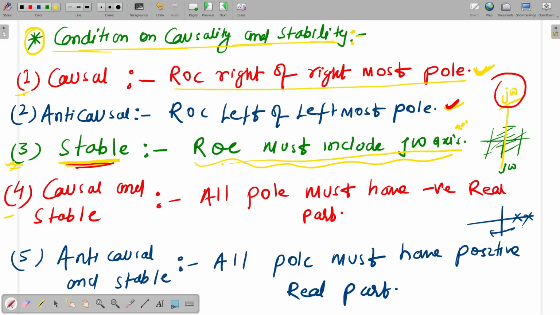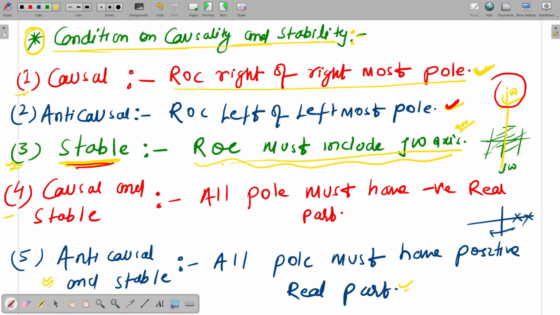Based on this, many questions have been asked. The causal and stable case: causal means right of the rightmost pole, and stable must include the j omega axis. So if all poles are on the negative side, it will already cover these two things. Similarly, anti-causal and stable is possible only if all poles have positive real part.